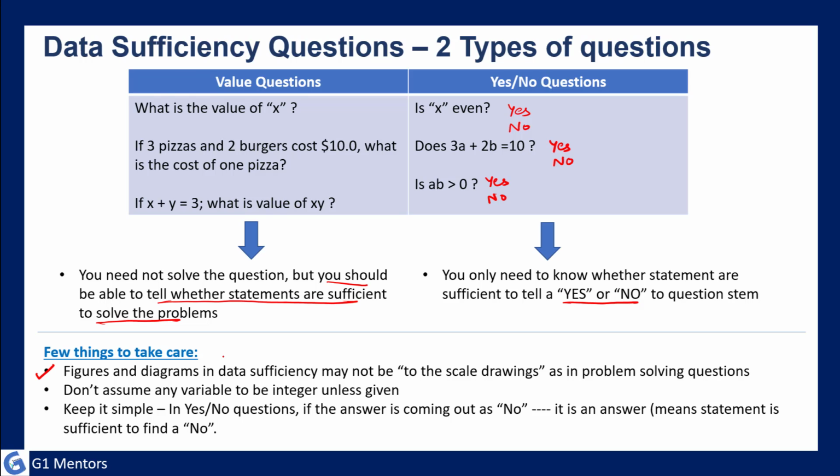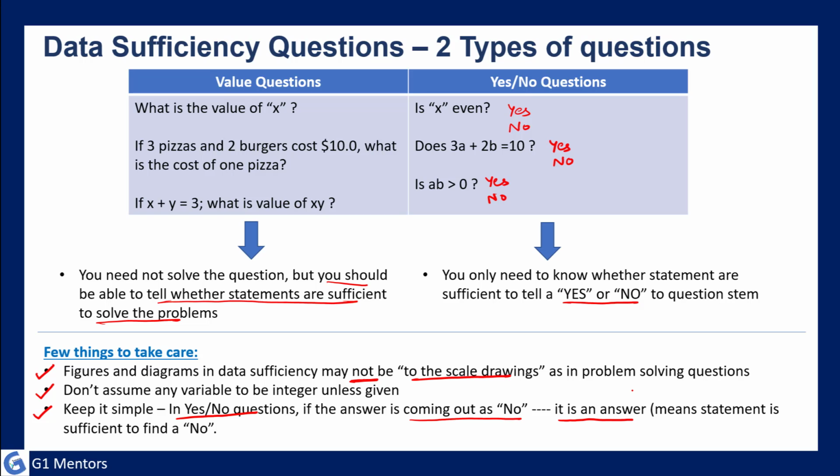Figures and diagrams in data sufficiency questions may not be drawn to scale, as they are in problem solving questions. Don't assume any variable to be an integer unless given, and keep it simple. In yes-no questions, if the answer is coming out as no, it is an answer. It means the statement is sufficient to find a no.